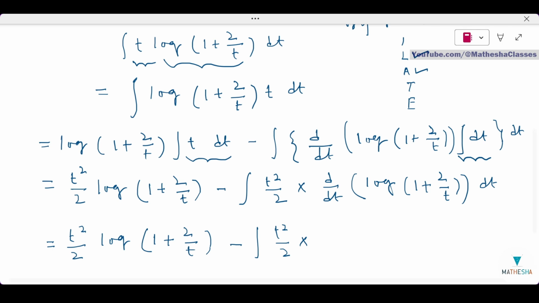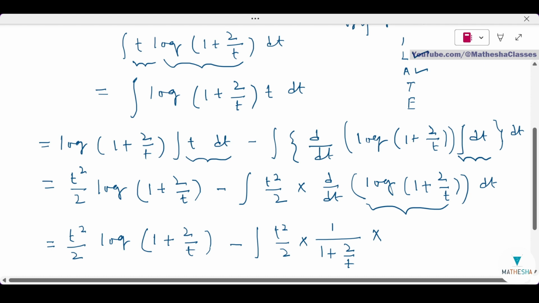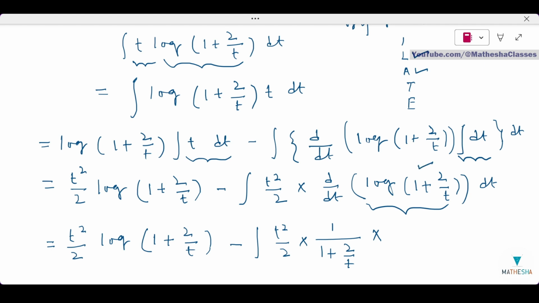Now if we differentiate this, it will be equal to 1 by (1 plus 2 upon t) times, now you have to differentiate the term inside logarithm, that means d/dt of (1 plus 2 upon t) dt.